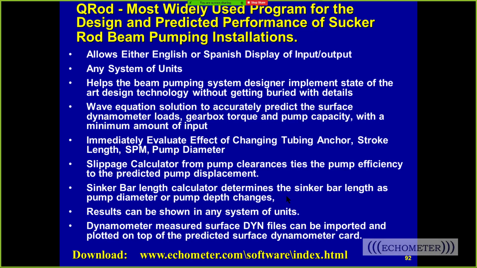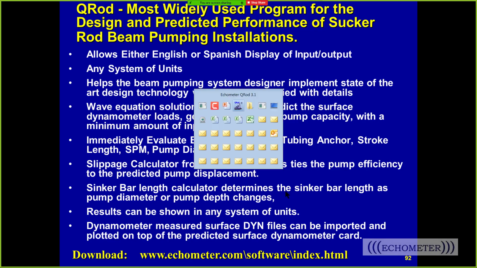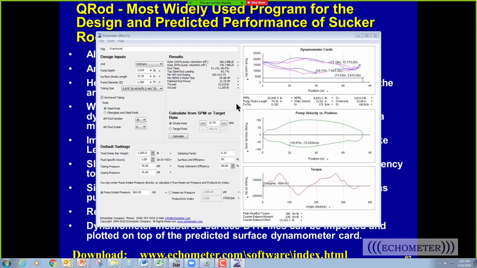That'd be fine. On the QRod results, we have questions. Well, only one question actually. It is related to how is the static stretch calculated? He thinks it looks like, I think he's right, the FO, which is the fluid load, over the SKR is the ratio between static stretch and the surface stroke length. But how is the static stretch calculated?